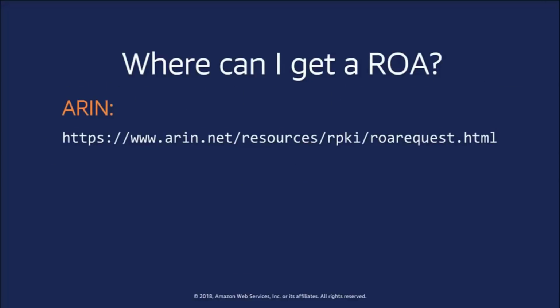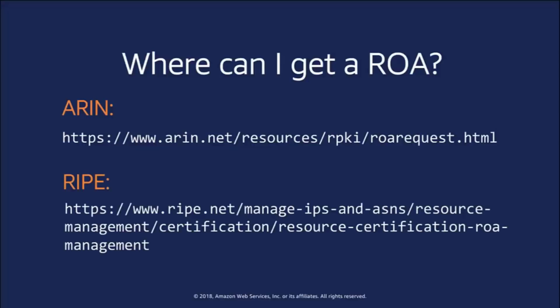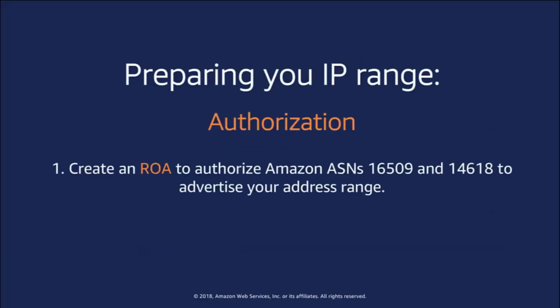Where do you get a ROA? You can go to the ARIN website, follow simple instructions, or you can go to the RIPE website and follow simple instructions there. The links are present here, and that's how you create a ROA.